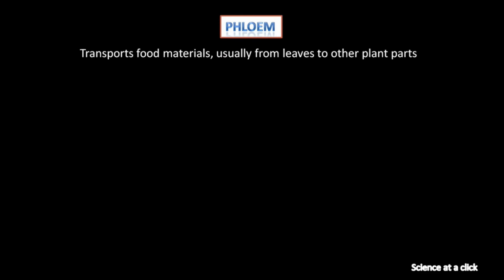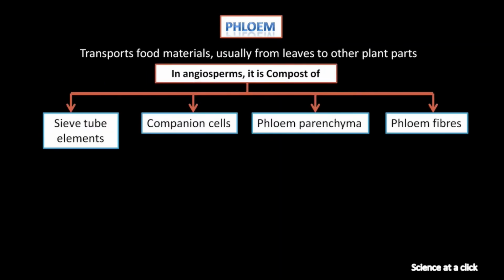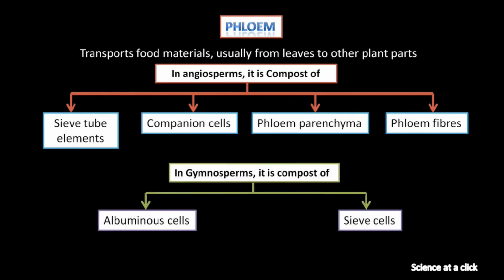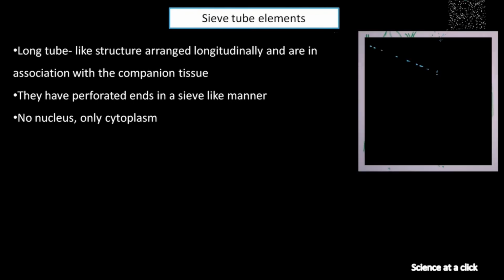Phloem. Phloem is the tissue which is useful for food material transport, usually from the leaves to other parts of the plant. In angiosperms, it is composed of sieve tube elements, companion cells, phloem parenchyma, and phloem fibers. Whereas in gymnosperms, it is composed of albuminous cells and sieve cells. The sieve tube elements are long tube-like structures which are arranged longitudinally and are in association with the companion cells.